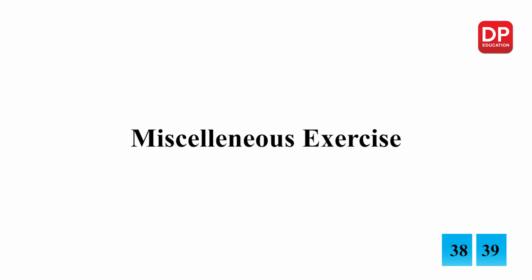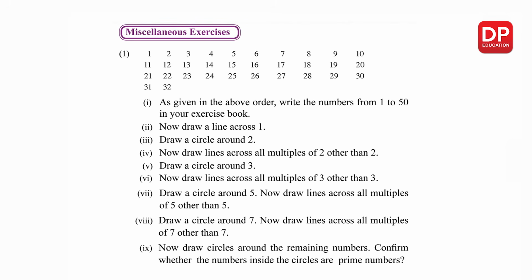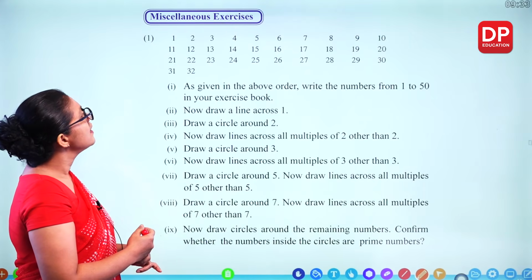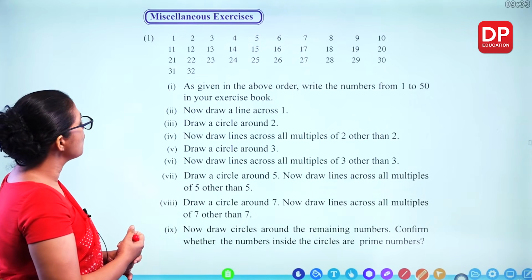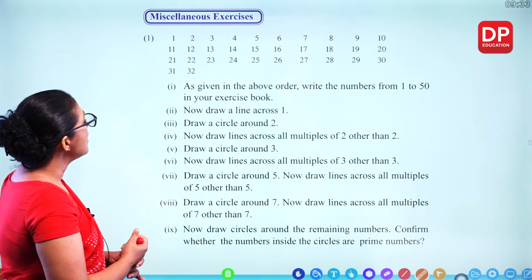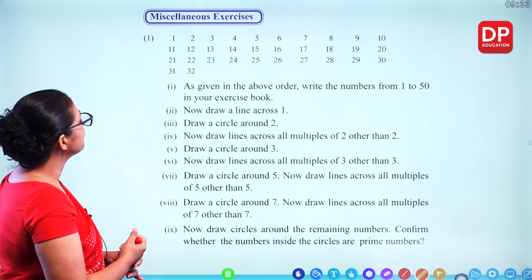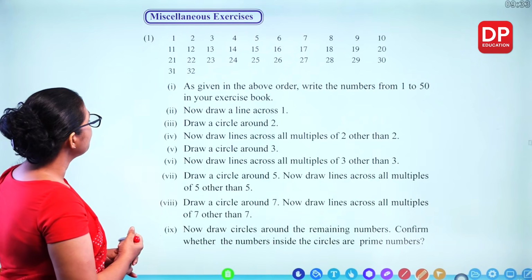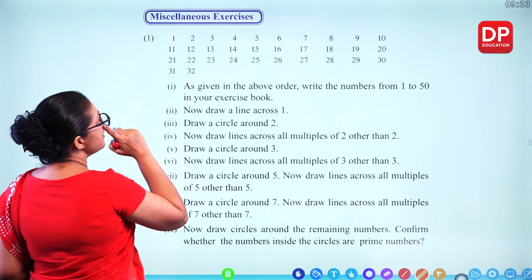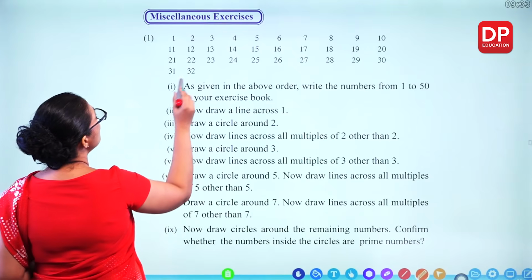Miscellaneous exercise. You have given set of numbers. As given in the above order, write the numbers from 1 to 50 in your exercise book. So you can complete this 1 to 50. Now draw a line across 1. So we have to write down all up to 50.